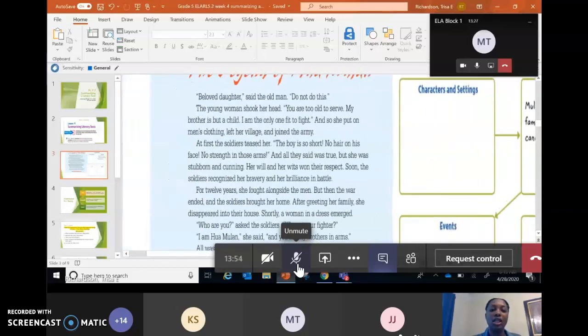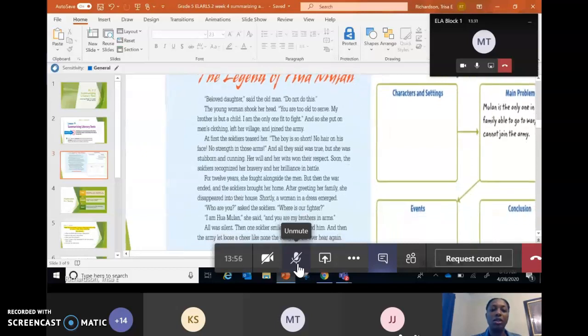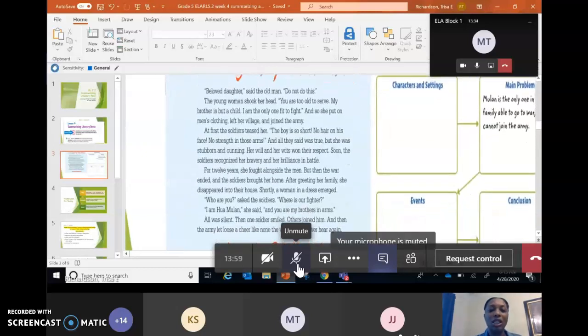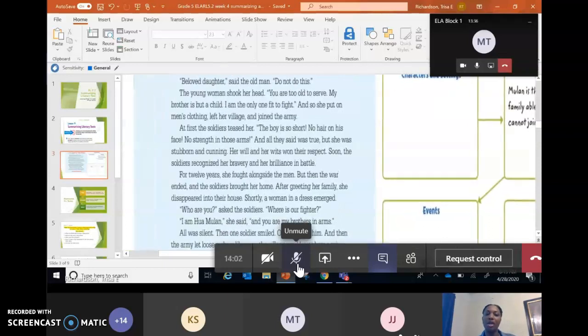Okay, so let's look at the story, The Legend of Mulan. I'm going to try to make it just a little bit larger. Can everybody see that on my screen? Yes. Okay, great. All right, I need a volunteer to start to read. Lee Antoine, thank you so much for volunteering, sir. Can you go ahead and start to read The Legend of Hua Mulan? And as he's reading, I want you all to think about the character, setting, events, and conclusion for this portion of the story. Go ahead, Lee Antoine.